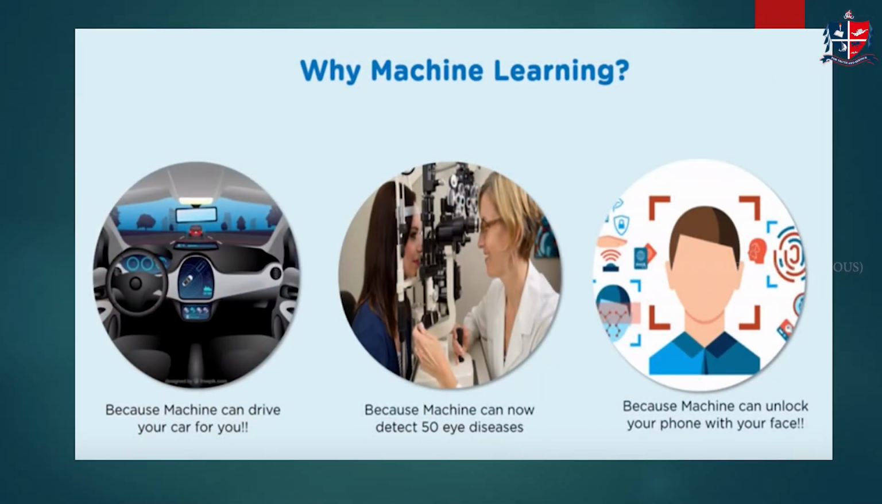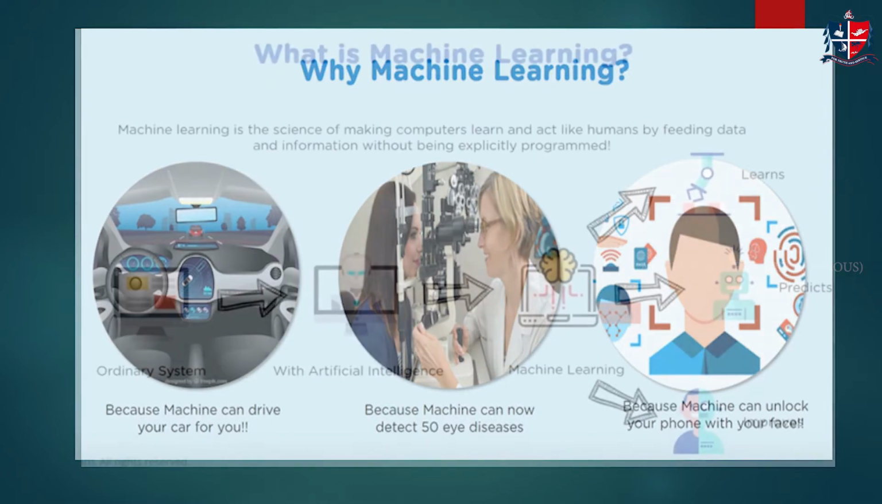Why is machine learning used? We know that machines can drive your car for you. Nowadays we are using driverless cars, and machines can now detect 50 eye diseases, and machines can unlock your phone with your face. We already know that in our daily life we are using these applications. We are using fingerprints to unlock our mobile systems.